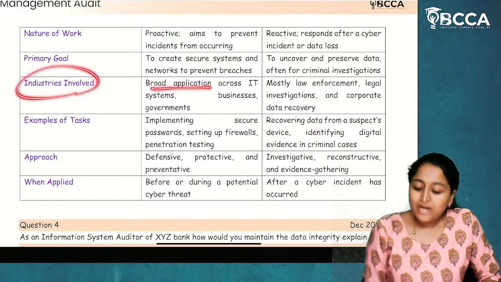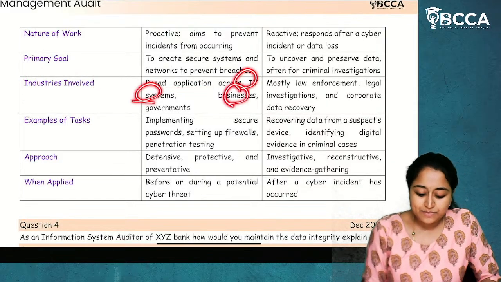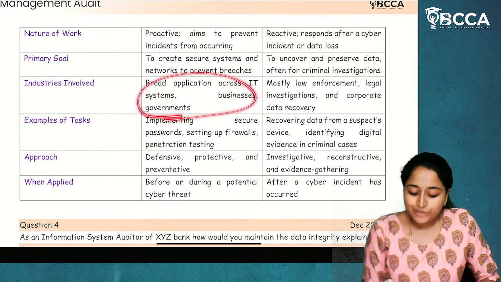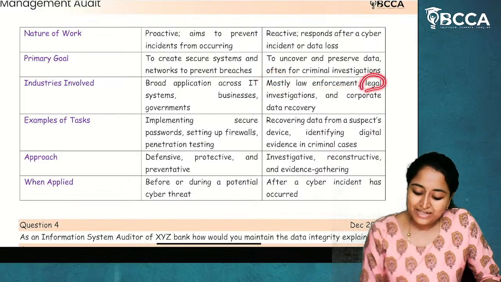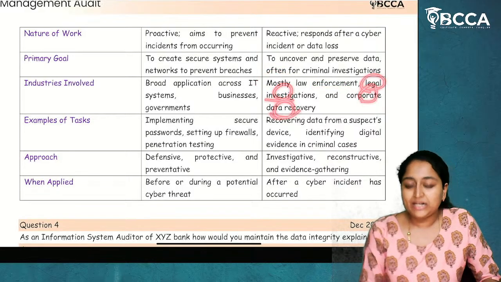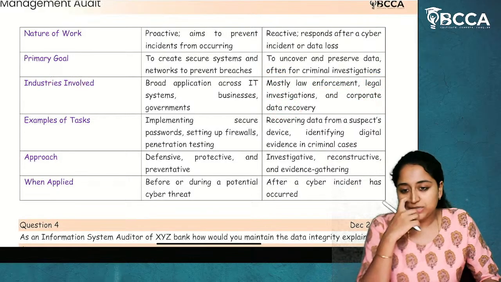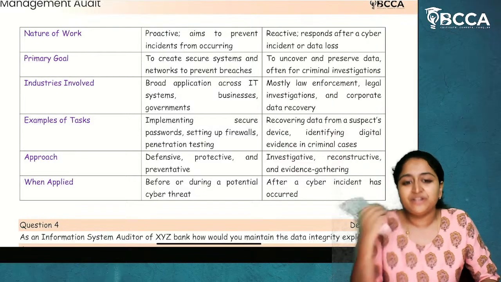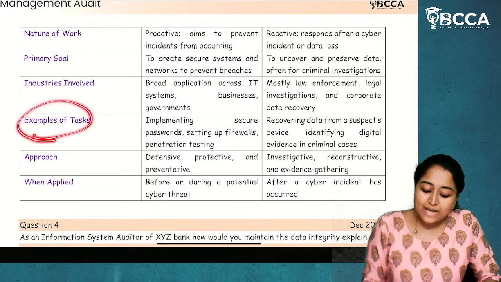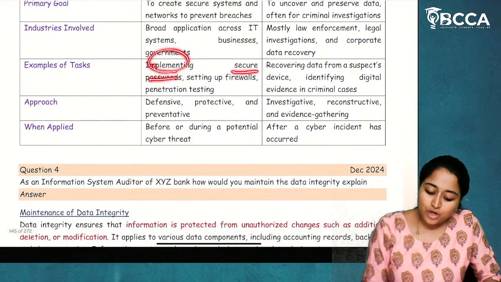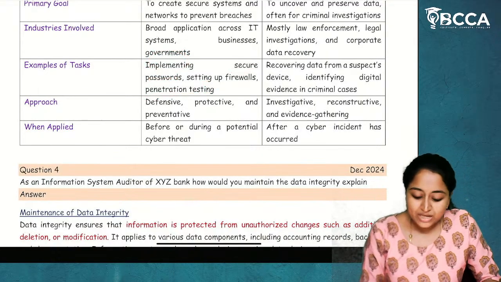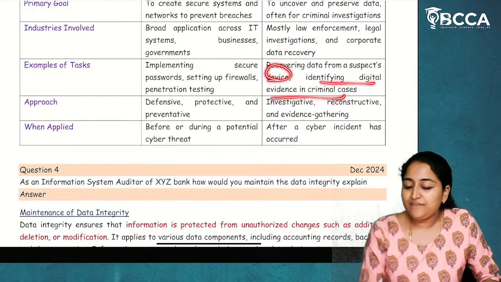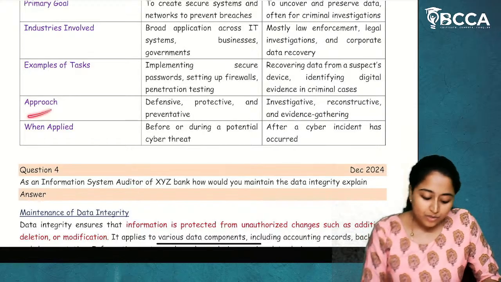Industries involved: broad application across IT systems, business and governance. They all use cyber security. Whereas mostly law enforcement, legal investigations and corporate data recovery follow computer forensics because they are trying to do the investigation and retrieve the data. Examples of tasks: implementing secure passwords, setting up firewalls, penetration testing, recovering data from a suspect's device, identifying digital evidence in criminal cases. What is the approach?